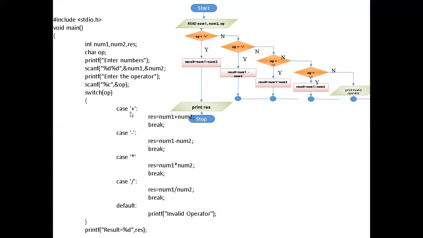Now, if it is not plus, it goes to the next case label. If it is minus, then result is equal to num1 minus num2 and break. So it will also break. If it is not minus, then it goes for star. If it is star, this statement will execute and break. If it is not star, then this is checked. And if it is a match, then this statement will execute and break out. If none of these cases matches, then the default statement will execute and exit from the switch. So this is how it works.